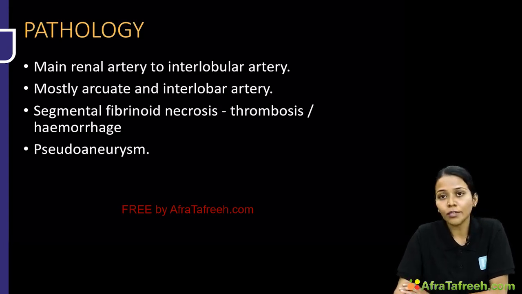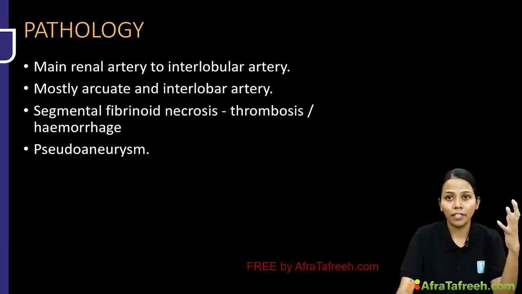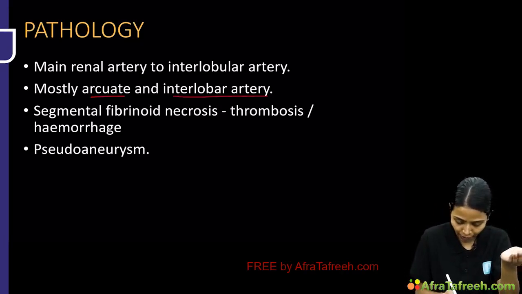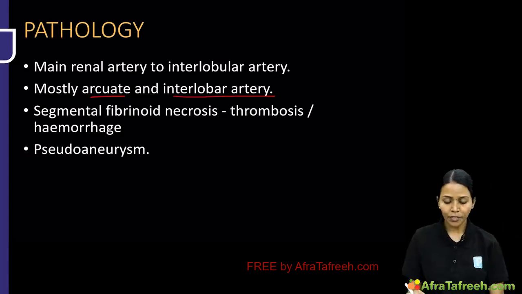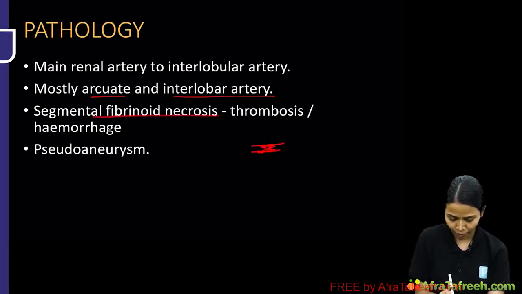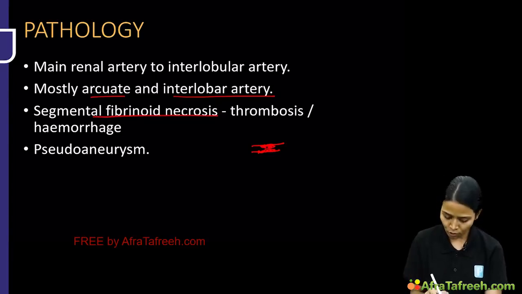Now, like I told you, in the pathology it might involve the main renal artery to the interlobular artery, but the common ones are the arcuate and the interlobar artery. Okay, so what happens is whichever part is getting inflamed will get necrosed. So it becomes segmental fibrinoid necrosis. That will cause thrombosis or hemorrhage, okay?